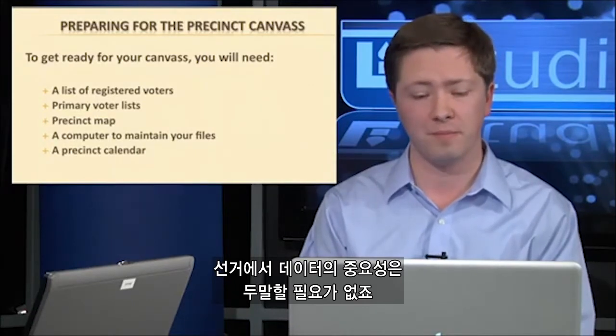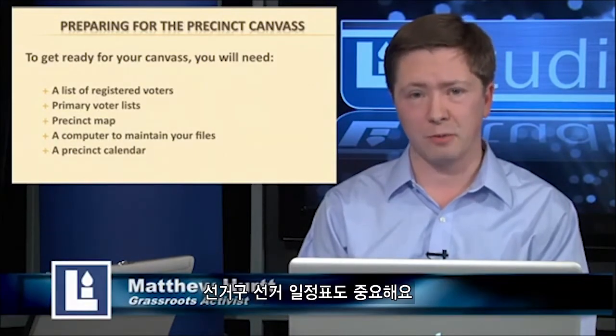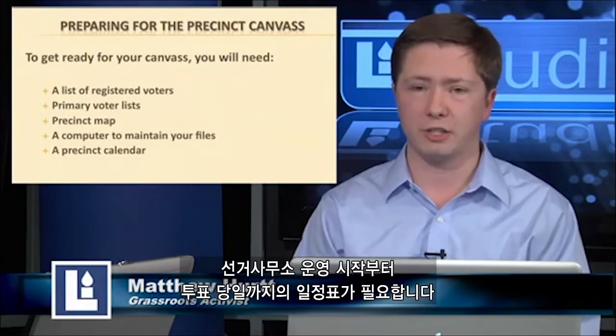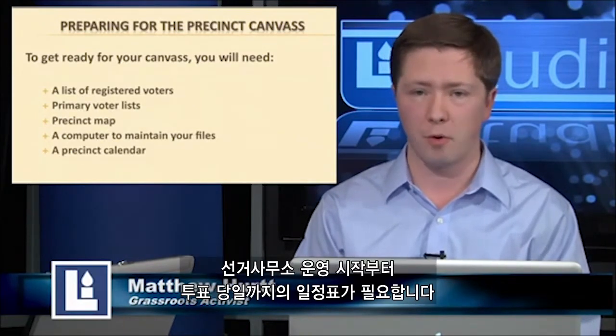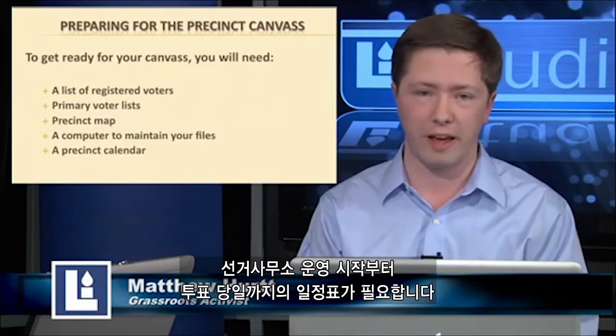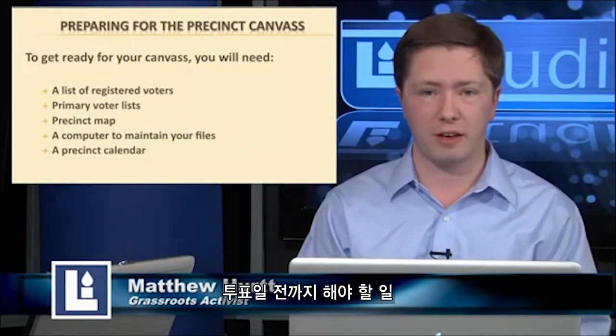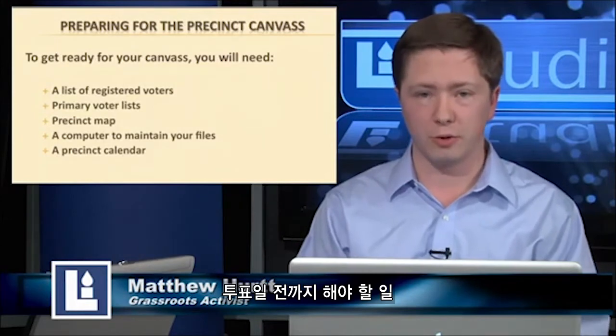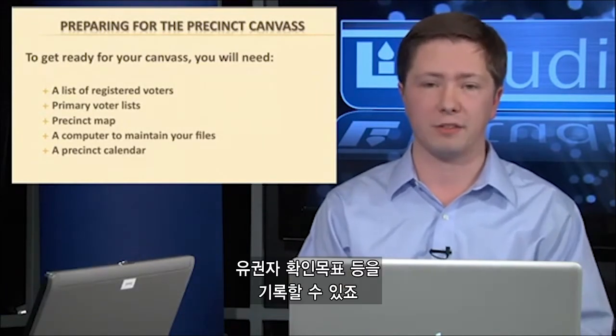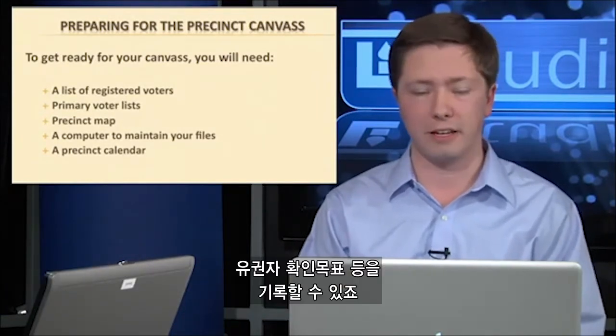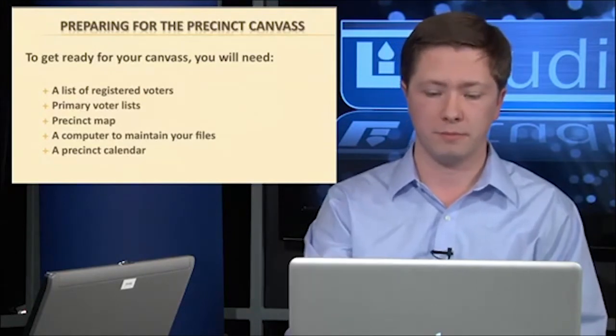And then a precinct calendar, which runs from Election Day, from that first Tuesday in November or that first Thursday in August or whenever, back to when you start your operations. You want to have everything down so that you can ensure that you're staying on task and you meet your voter identification goals before the election.